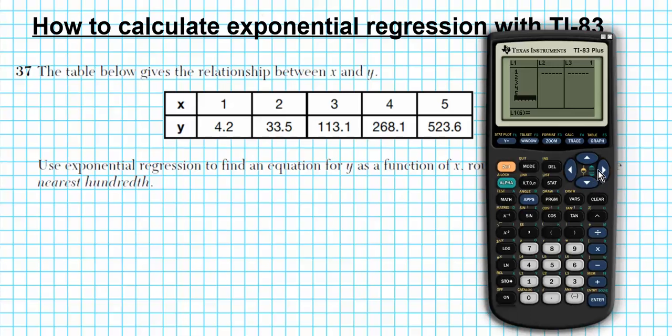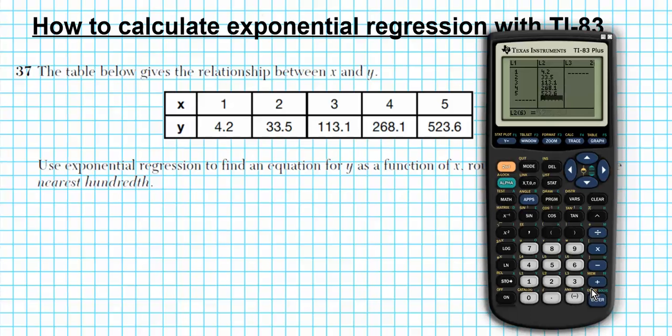There's another way of entering values into the lists in a calculator, but that method is a little bit more complicated. This is more effective because you're less likely to make mistakes, since everything is organized nicely in tables for you. So we have 4.2 for the first Y entry, 33.5, 113.1, 268.1, and then the last entry is 523.6.